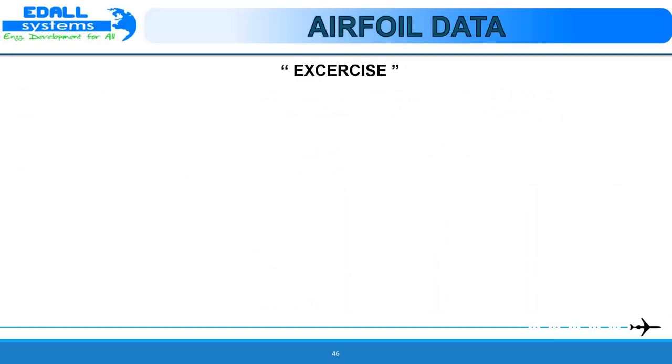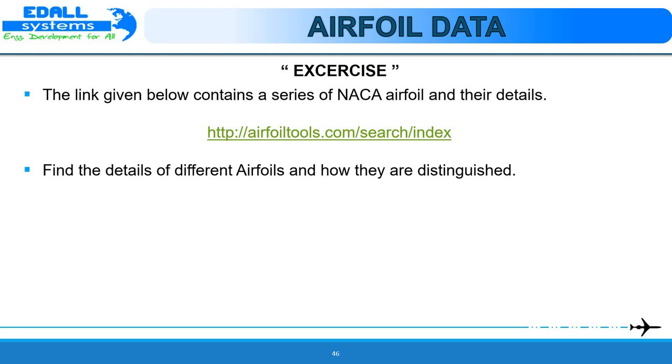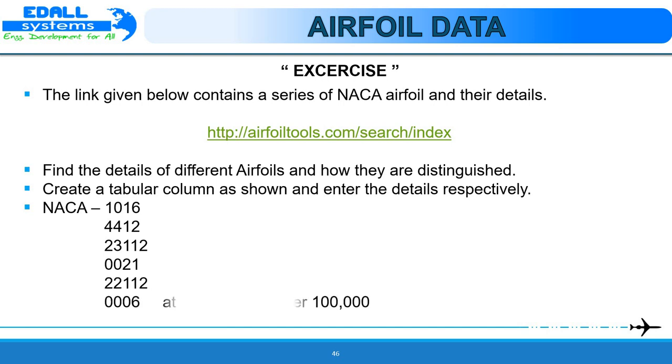Now, an exercise for you. The link is given below, which contains a series of NACA airfoils and their details. So find the details of different airfoils and how they are distinguished from one another. Create a tabular column as shown and enter the details respectively. The NACA series for you are NACA 1016, 4412, 23112, 0021, 22112, and 0006, and all the NACA series are at a Reynolds number of 1 lakh.